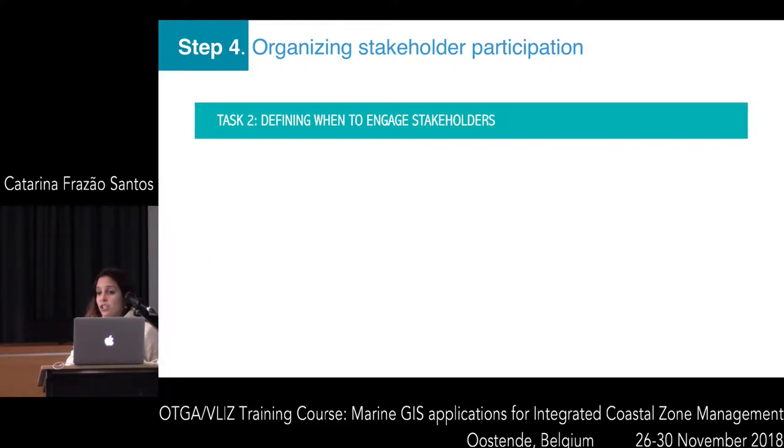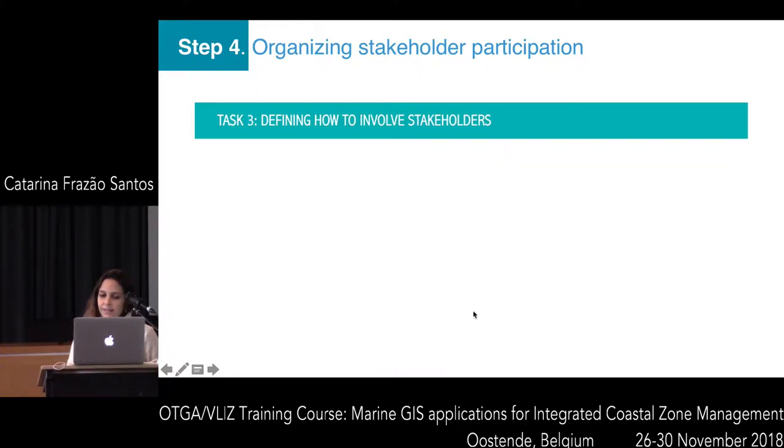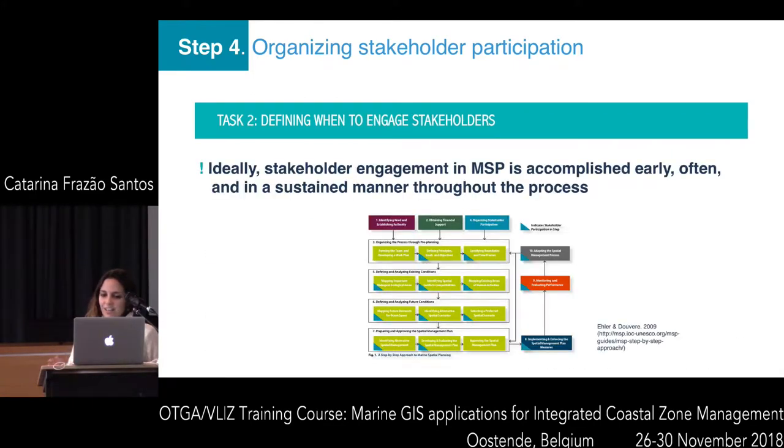The second question is, when should stakeholders be engaged? Ideally, this would happen throughout the process and should be accomplished early, often, and in a sustained manner. As you can see in the image, this symbol, this triangle, means that all these steps should include stakeholder involvement.